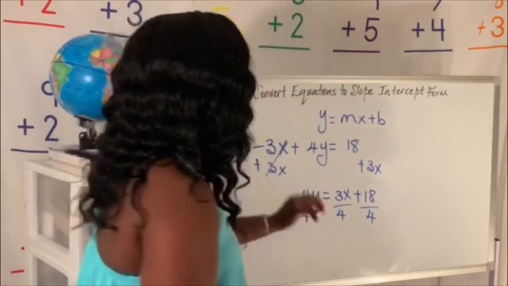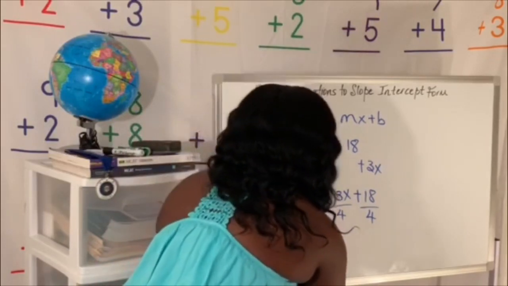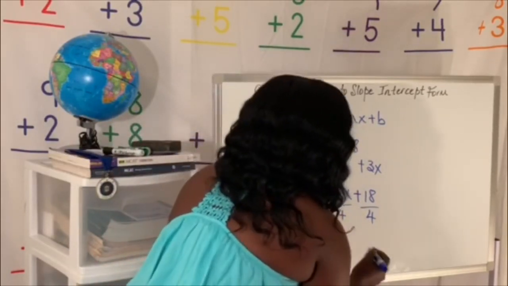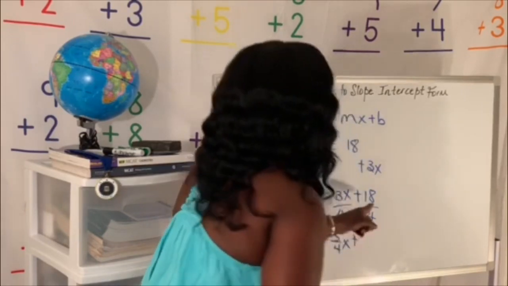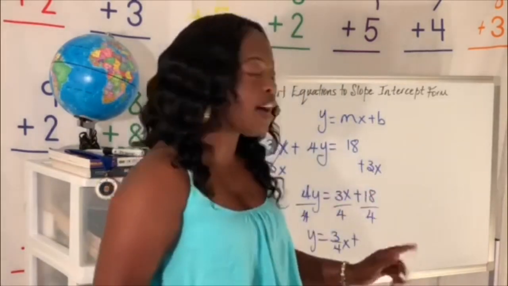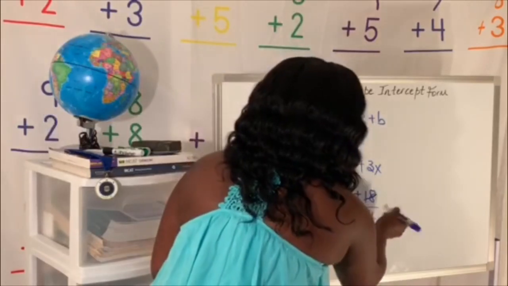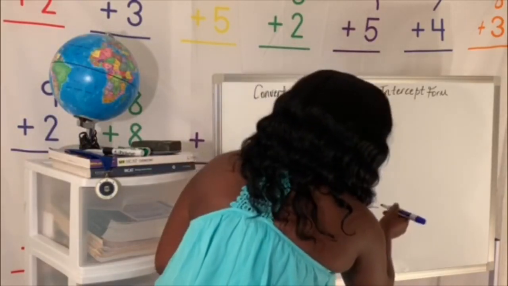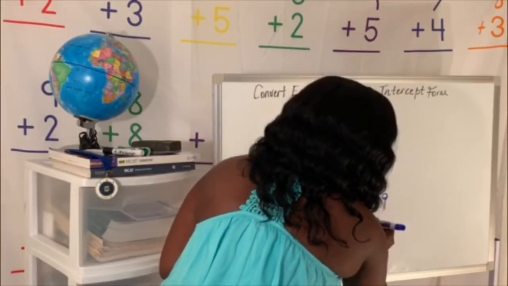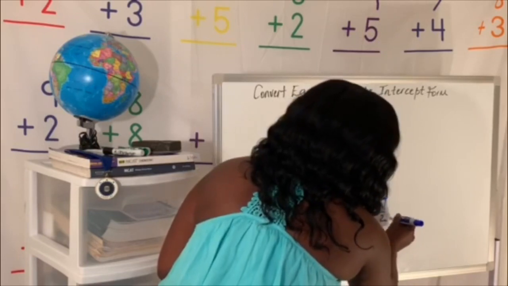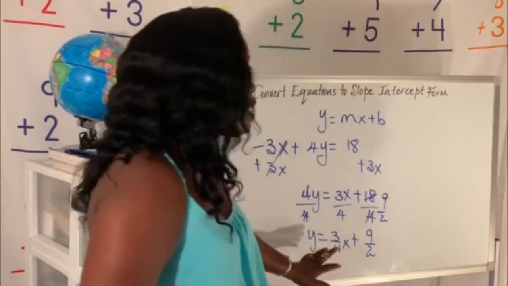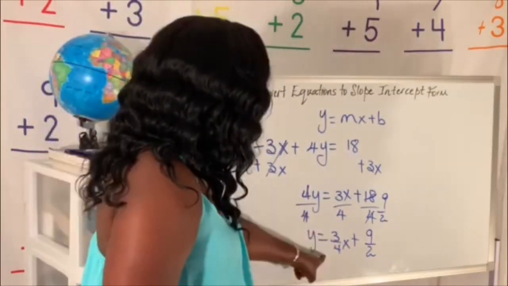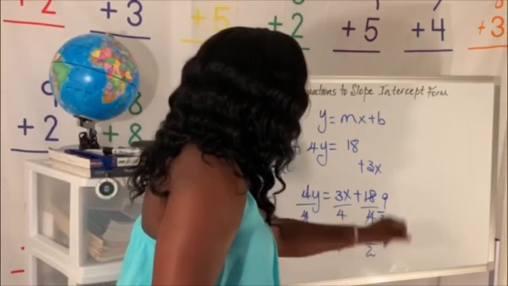So 4 cancels itself again, so now we're left with y equals 3 over 4x plus we have 18 over 4, which can be simplified by dividing both 18 and 4 by 2. So 18 divided by 2 equals 9. 4 divided by 2 equals 2. So plus 9 over 2. And this is the form y equals mx plus b.